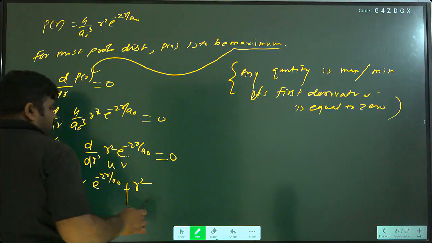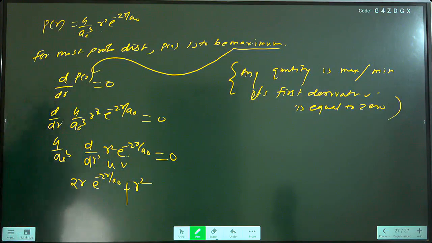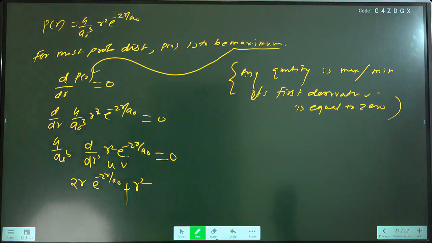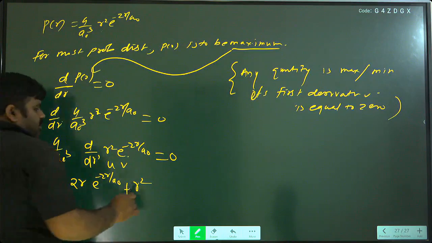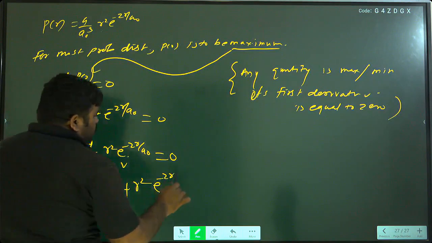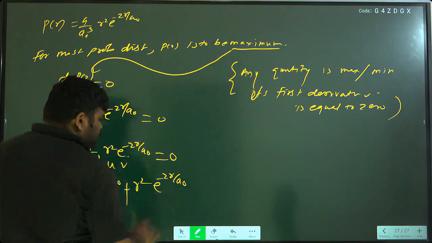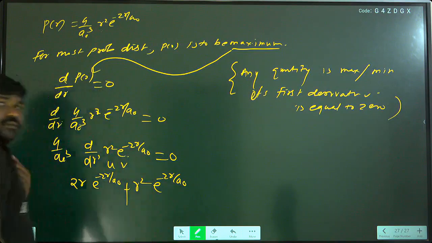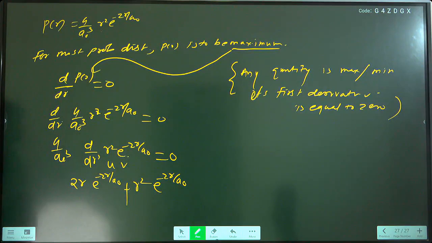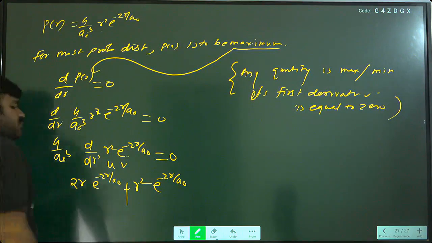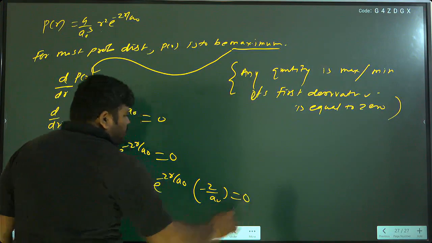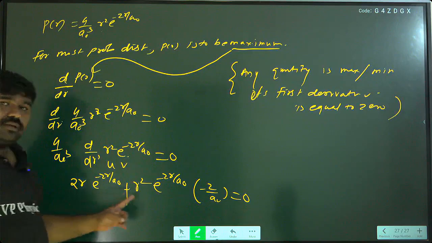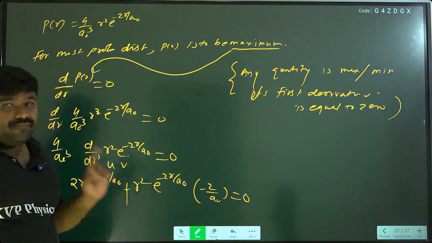At that time, r square, e to the power minus 2r upon a0 is a variable. And what is this derivative? What is this derivative? Minus 2 upon a0. Is equal to how much? 0. Okay. बहुत टाइम इस पे क्वेश्चन होता है और यहां आप गलती क्या कर दे.